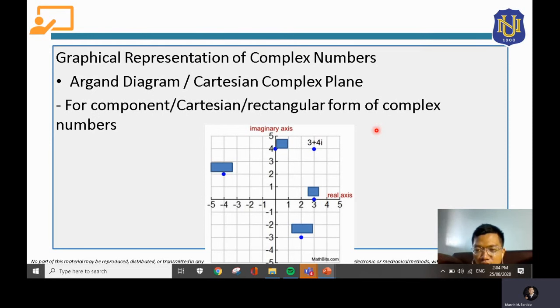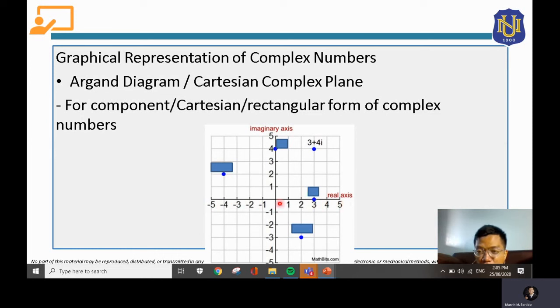Now if you're going to graph your complex number in component, Cartesian, or rectangular form, you can use Argand diagram to do that. Argand diagram or Cartesian complex plane. We're going to use this to represent graphically our complex number in component, Cartesian, and rectangular form. This is just simple, it's the same when you are graphing in a Cartesian plane. In Cartesian plane, you actually have two axes. In Argand diagram or Cartesian complex plane, the x-axis will be your real axis, meaning to say, this will be the axis where you are going to plot the real part of your complex number.